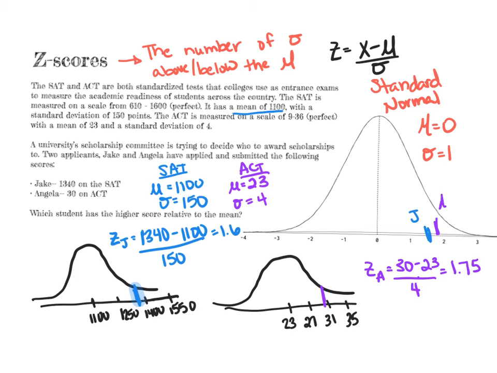So when we compare results relative to the mean, who is higher? Well, you can tell now that Angela is higher, and because Angela is higher, she should actually get the scholarship. Let's talk about one more thing. What do these actual numbers mean? Realize we're measuring standard deviations now. So 1.6 is 1.6 standard deviations above the mean. That's what Jake scored. Angela scored 1.75 standard deviations above the mean. So that's how we use a z-score for comparison of position.